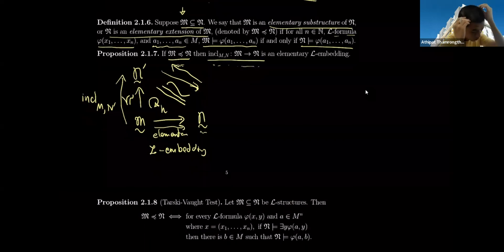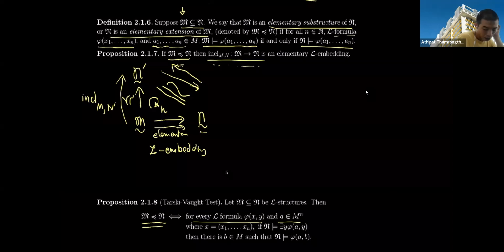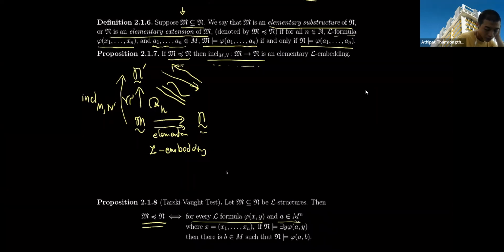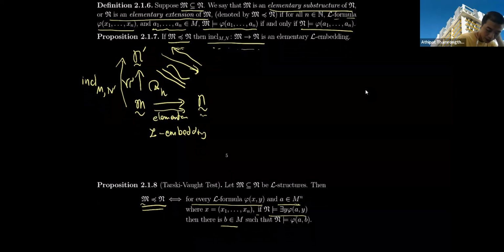There is a nice tool that we call the Tarski-Vaught test that can be used to show that M is an elementary substructure of N. What you need to do is show that for every L-formula phi(x, y), if a is in M, and N satisfies there exists y phi(a, y), then you can find a b in M such that N satisfies phi(a, b). That is what the Tarski-Vaught test says.